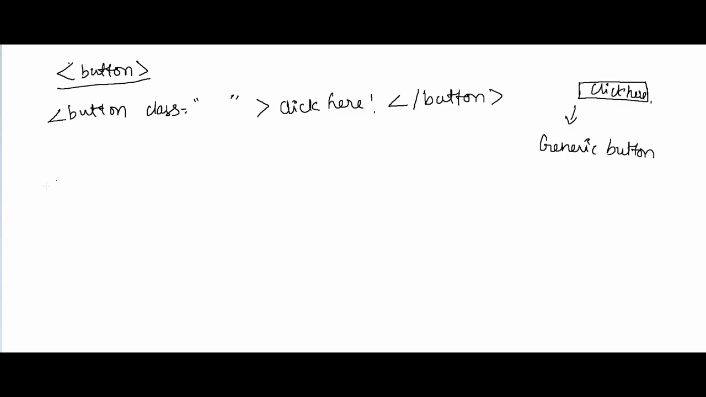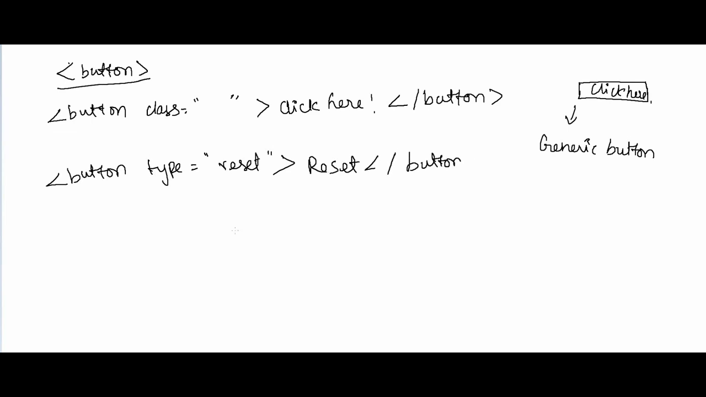The next one is reset. Here button, type equal to reset. If we are giving button type equal to reset, here I am just giving reset as a text and closing the button tag.